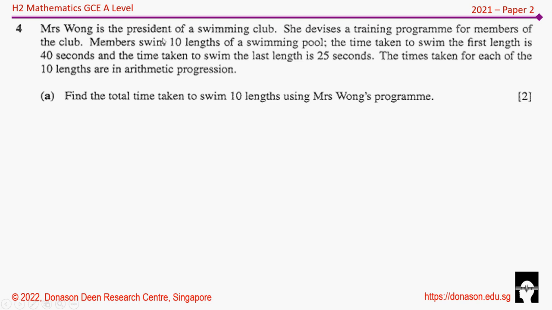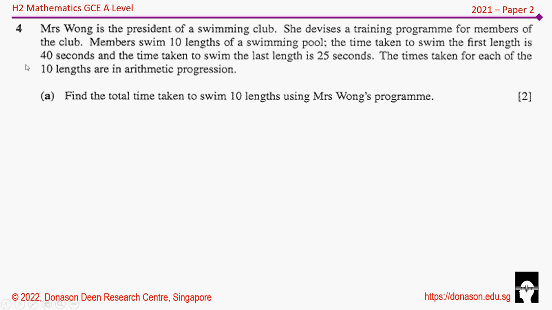Mrs. Wong is the president of a swimming club. She devises a training program for members of the club. Members swim 10 lengths of a swimming pool. The time taken to swim the first length is 40 seconds, and the time taken to swim the last length should be 25 seconds. That means successive timing should become lesser and lesser.